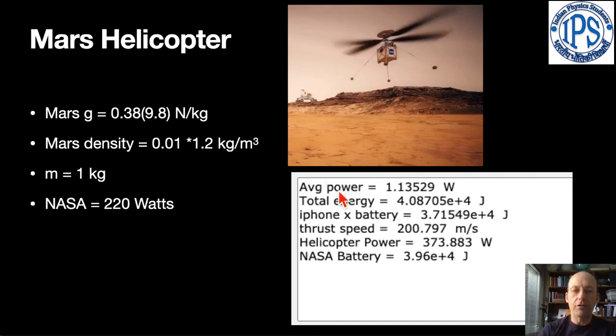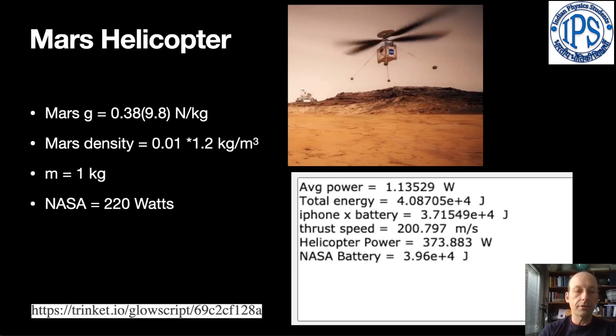I'm not sure what that average power is. That's the power in the battery. That's the iPhone battery. The thrust speed, 200 meters per second. So it's a lot harder to fly on Mars. Oh, and there's a link to the calculations if you really want that.